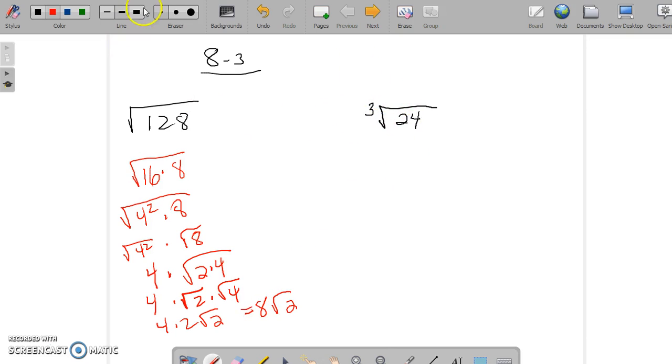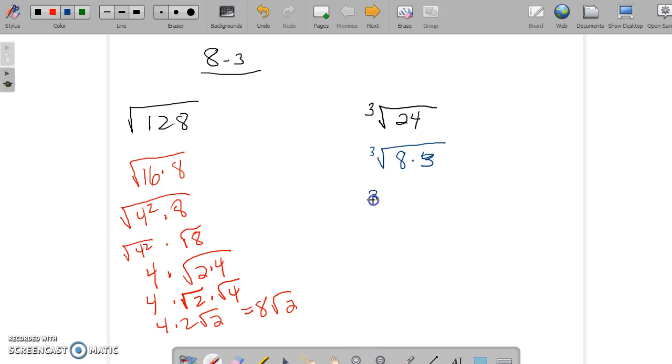You may not have done anything with a different root, like a cube root, a fourth root, or a fifth root, but it's the same exact concept. You're going to look at the number and try to find factors of that number that are perfect cubes instead of perfect squares. So a perfect cube would be 8 times 3.